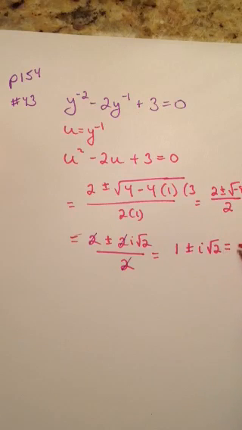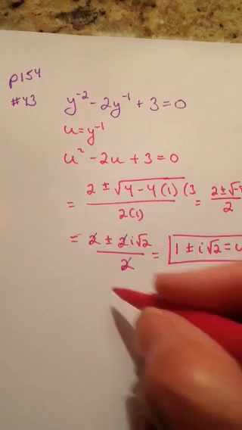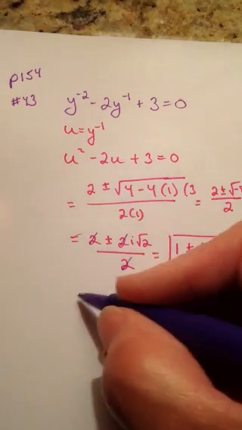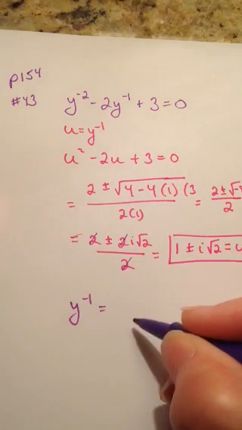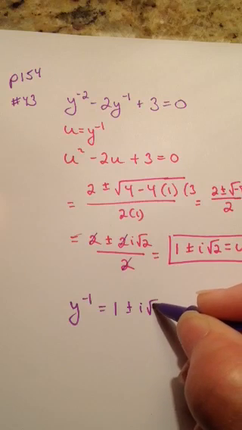So it's very important to notice that we solved for the variable u. So now I'm going to go back in and resubstitute, this u and this u right here. So I can simply say y to the negative 1 equals 1 plus or minus i root 2.